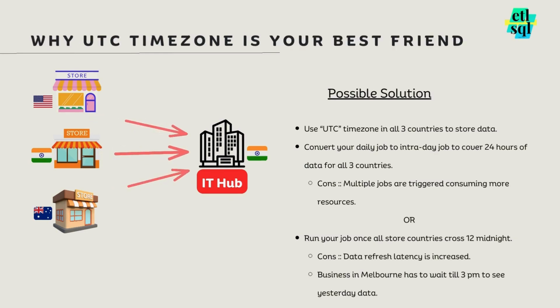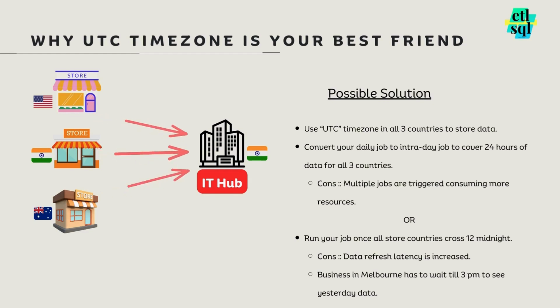So first thing is UTC time zone is your best friend. You can have a global business spread across multiple countries. In all the countries, everybody is following UTC time zone. Then this problem will not occur. So use UTC time zone in all three countries to store data. Convert your daily job to intraday job to cover 24 hours of data for all three countries. The problem with this approach is you will run multiple jobs that can consume more resources.